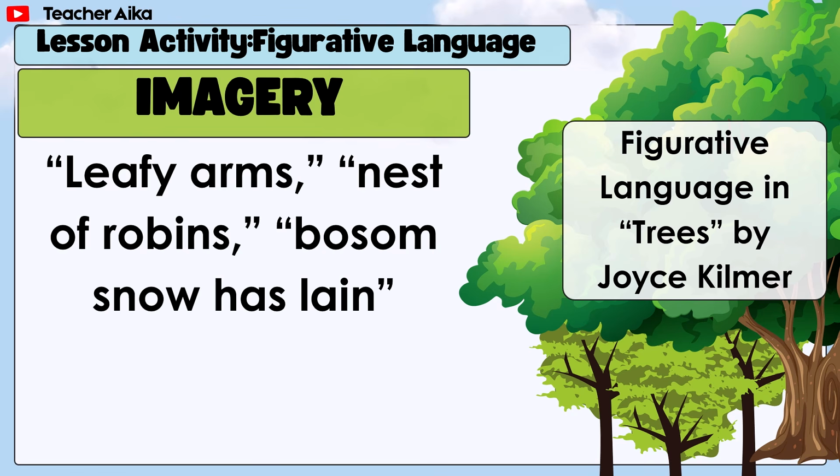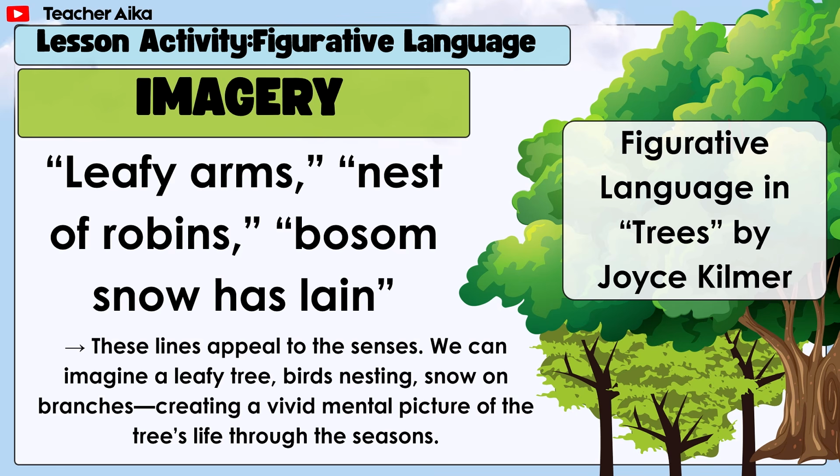Imagery: leafy arms, nest of robins, bosom snow has lain. These lines appeal to the senses. We can imagine a leafy tree, birds nesting, snow on branches, creating a vivid mental picture of the tree's life through the seasons.